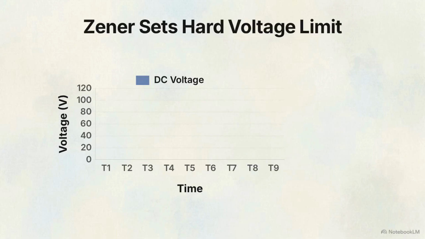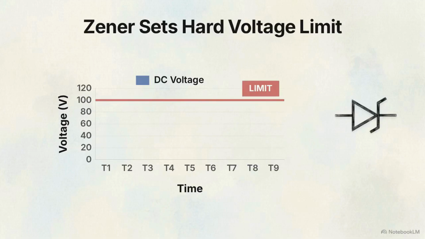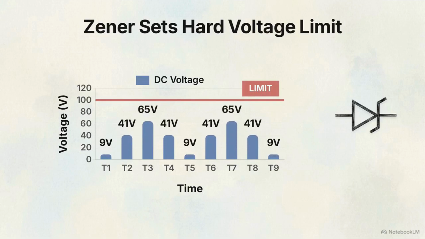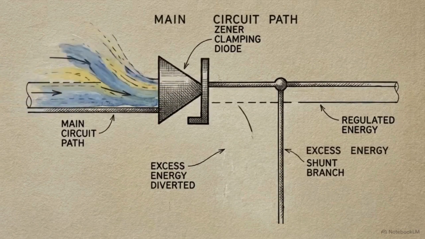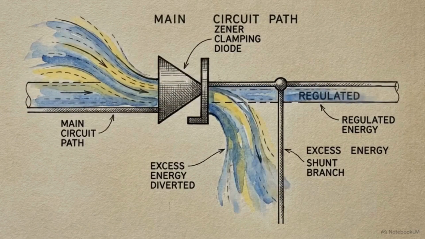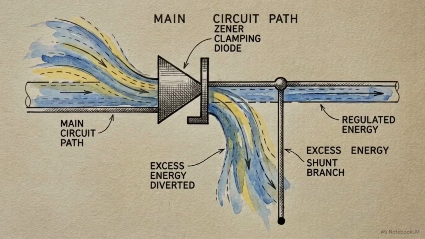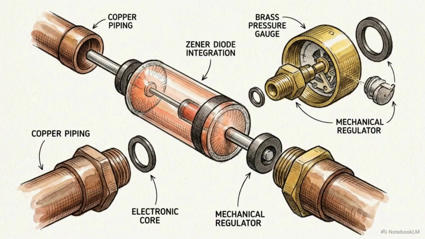By installing the Zener diode in reverse bias, we set a hard limit on the voltage. As long as the power is under that limit, the Zener ignores it. But the second a voltage spike hits, the diode activates and shunts the excess current safely away from your load. This deliberate reverse breakdown acts as an automatic pressure relief valve, clamping the final output into a steady, safe DC voltage.